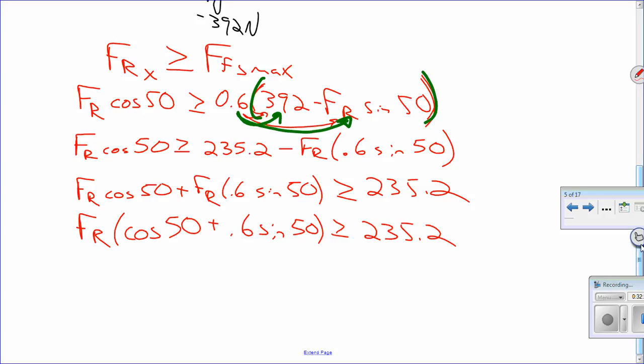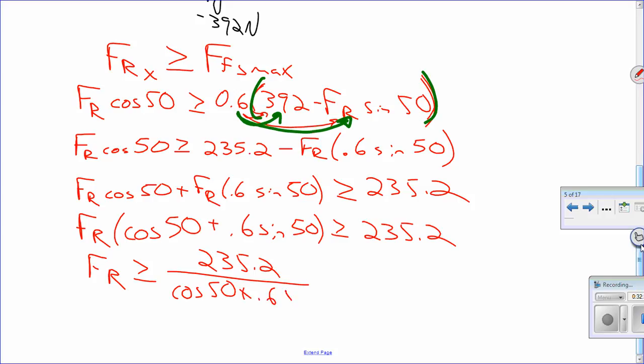All right. What's my last step? We got F_R times some big number. So divide by the big number, right? So my force of Roy has got to be bigger than 235.2 divided by this huge mess, cosine of 50 plus 0.6 times the sine of 50.